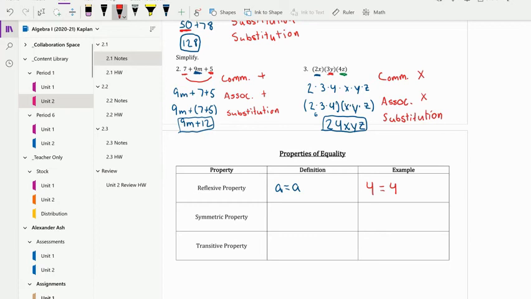When you're wondering how to remember this one, it is quite simply because it is so simple that it is a reflex. There you go.